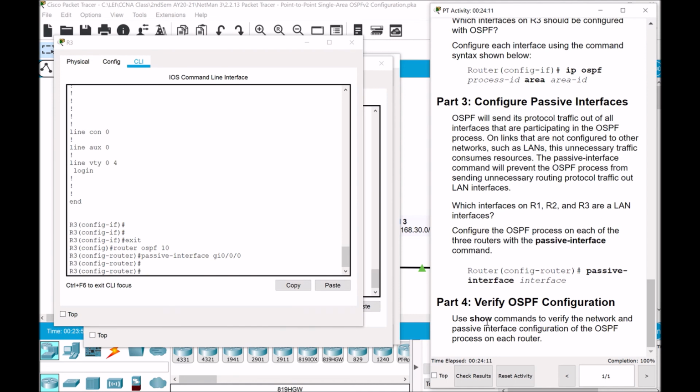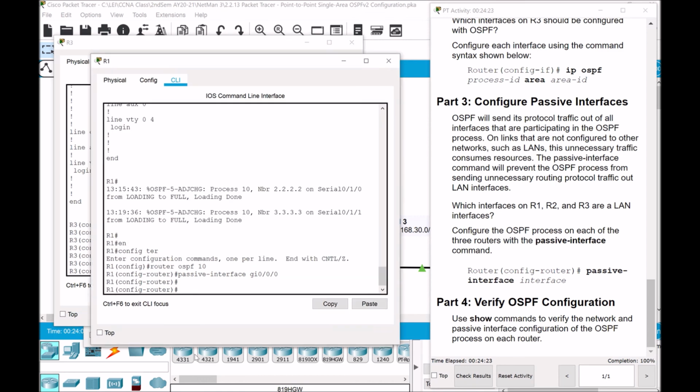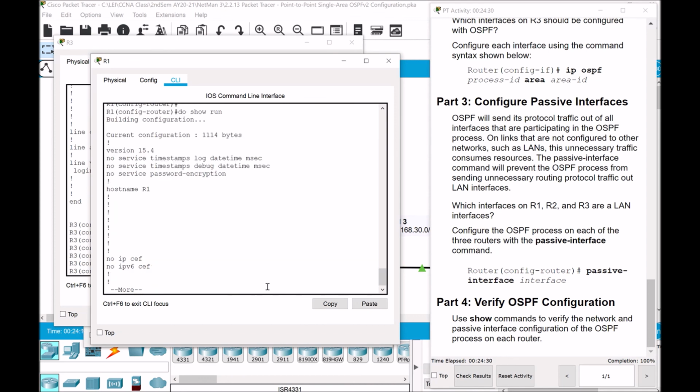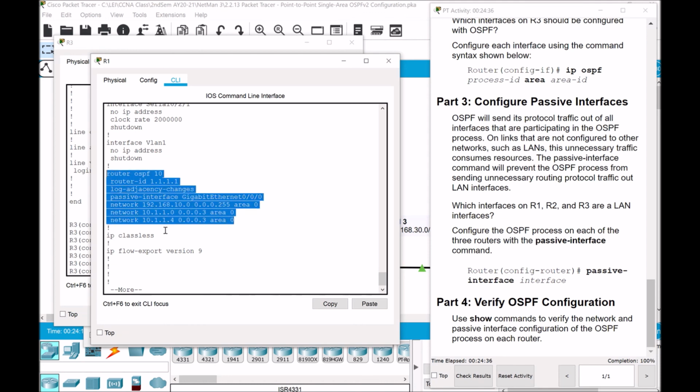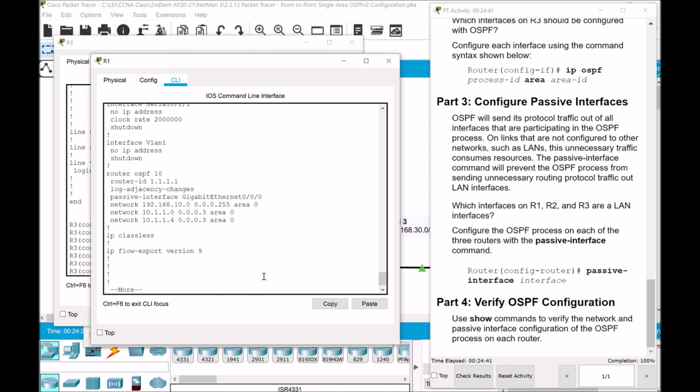Part 4 will just be verifying the OSPF configurations we just did by using the show command. So we'll be using the show running-config command. So let's begin with, of course, R1 first. So R1, let's show run. So let's check. So we have this configuration, okay, with the passive interface. All right, so complete.